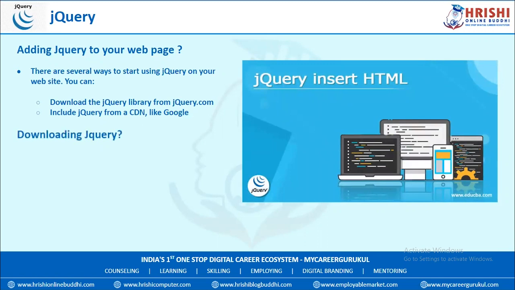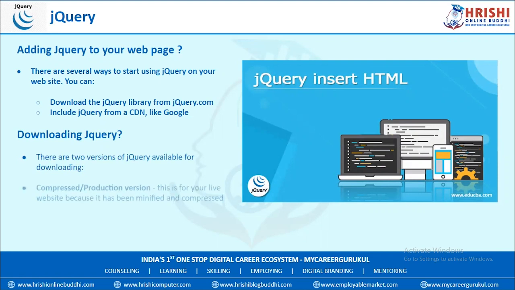Now, how can we download jQuery? There are two versions of jQuery available for downloading: the compressed or production version. This is for your live website because it has minified or compressed data. On a website which is already live, we need to keep the load of that website minimum, and all the files uploaded on that website should be of a lesser size. So for production, we mostly use the production version, which is compressed and minified.